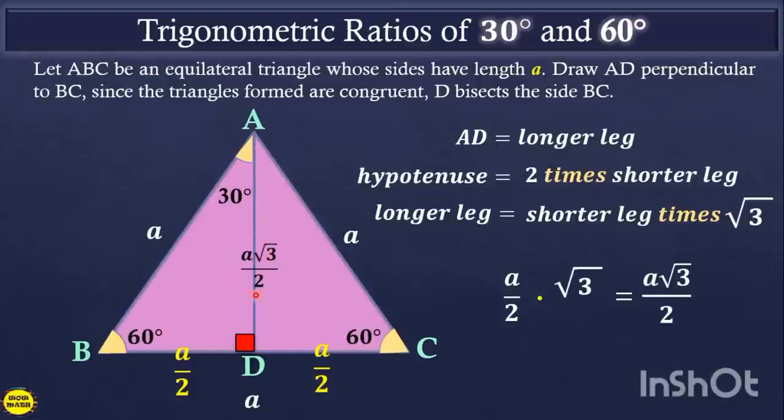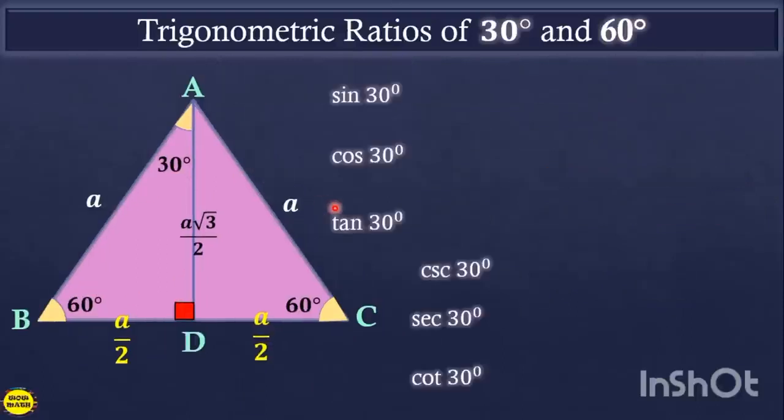So, nakuha na natin lahat ng sides, nakuha na natin lahat ng angles. So, we can now find the trigonometric ratios of 30-degree angle and 60-degree angle. Makukuha na natin. So, ano nga po ulit yung ating sine? Pag sine 30 degrees, di ba? SOHCAHTOA. Tandaan lang natin, SOHCAHTOA.